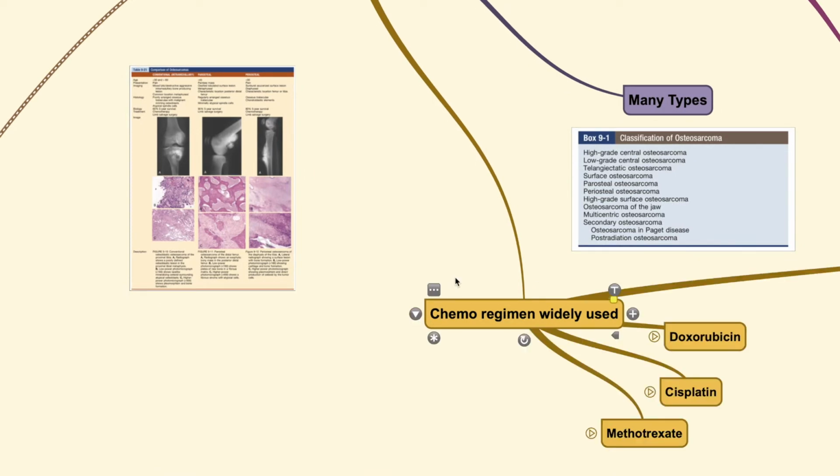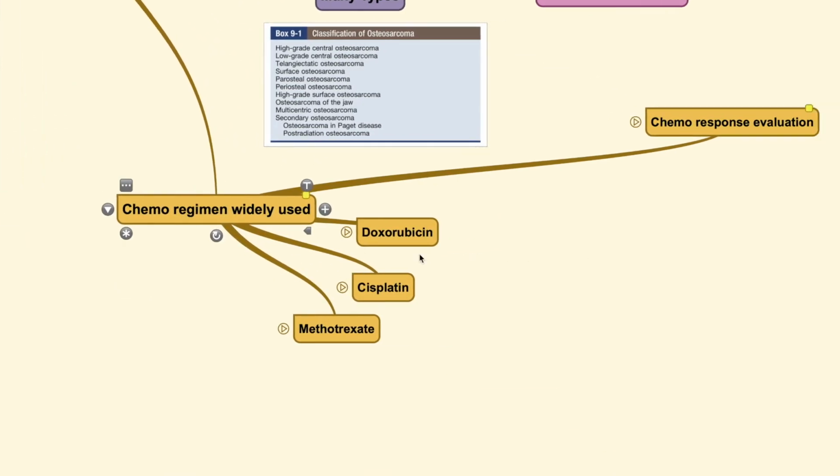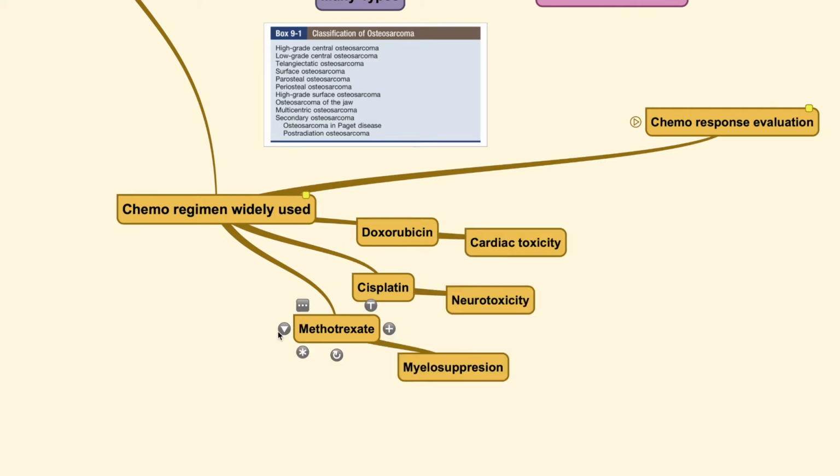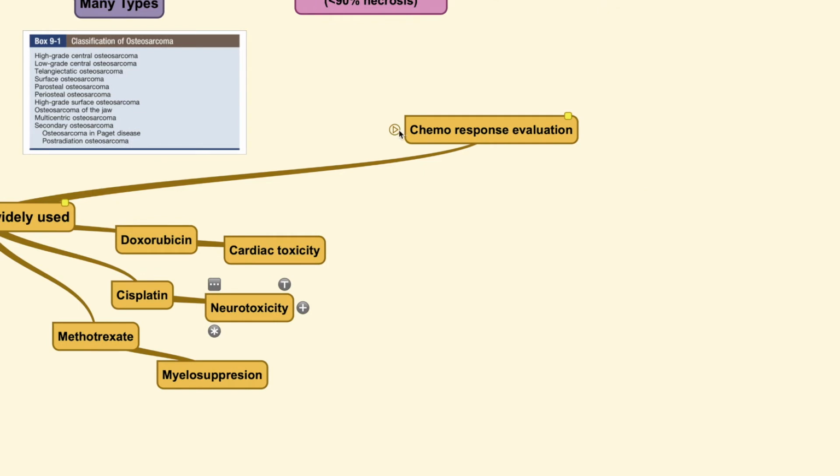These are the chemo regimens that are widely used, and the three most common drugs that I use are doxorubicin, cisplatin, and methotrexate. Each of them has its own side effects, which are frequently asked in exams: doxorubicin with its cardiac toxicity, cisplatin with its neurotoxicity, and methotrexate with its myelosuppression effects.